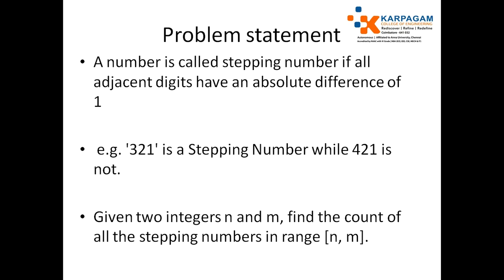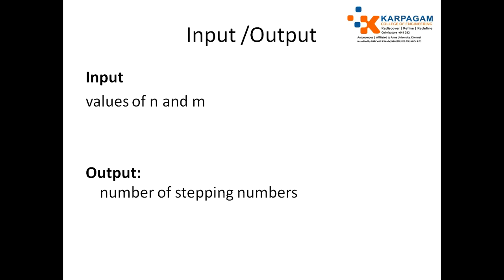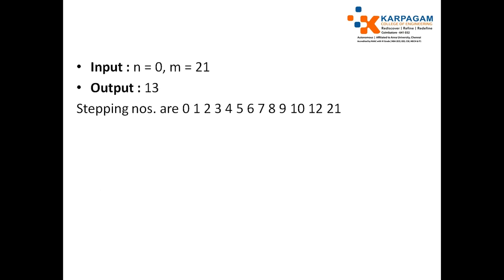So the problem here is we are given two integers, say n and m, a starting number and an ending number. You call it a range. We have been given a range. We need to find the count of all the stepping numbers in the given input. Maybe the input will be values of n and m, and the output is the number of stepping numbers. I hope this one will be very much understandable.